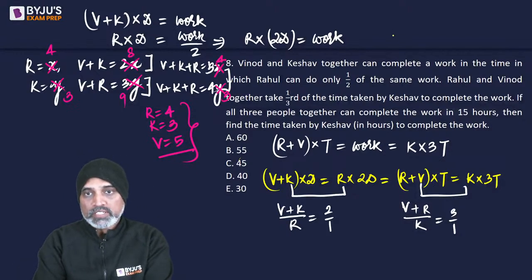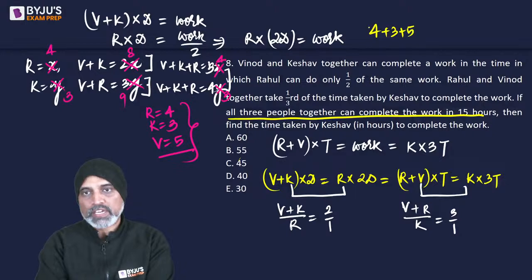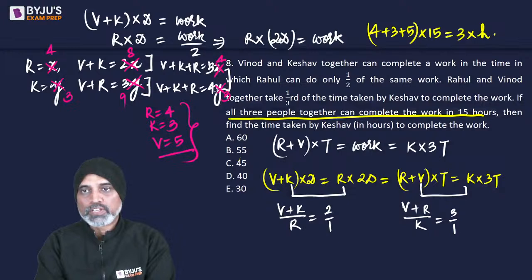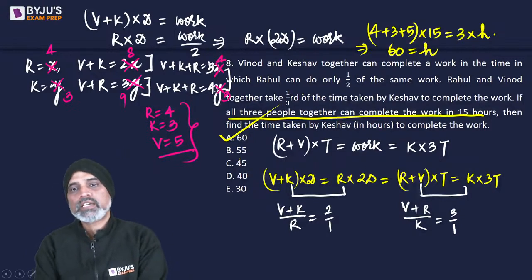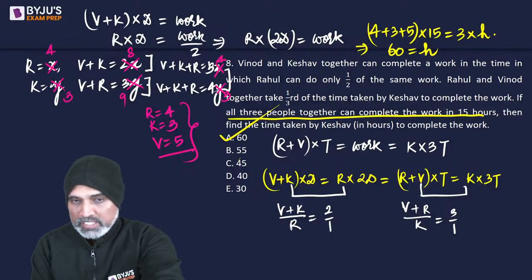So if I use this, as per the question, it says all three together complete the work in 15 hours. That means R plus K plus V, if they finish it in 15 hours, then Keshav alone, which is 3, right? In how many hours will he be able to complete? So this is going to be 12 into 15 by 3, which is going to be 60. So Keshav alone will do it in 60 hours. So we had to find out the ratio or the relationship, or let's say the values.